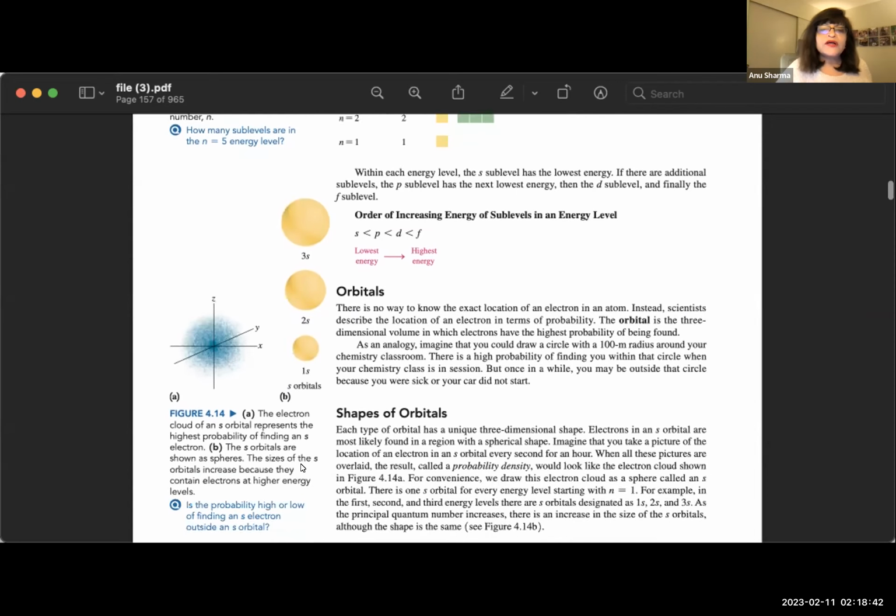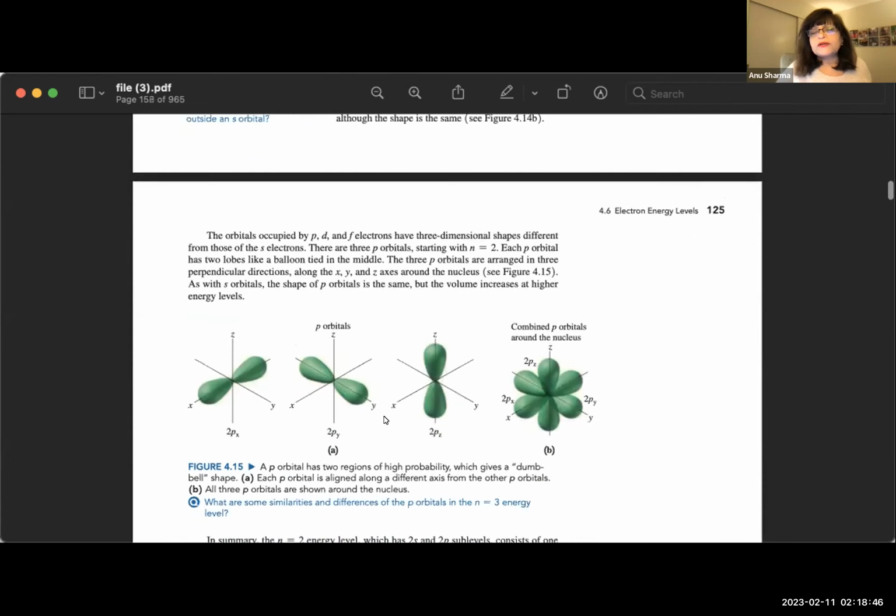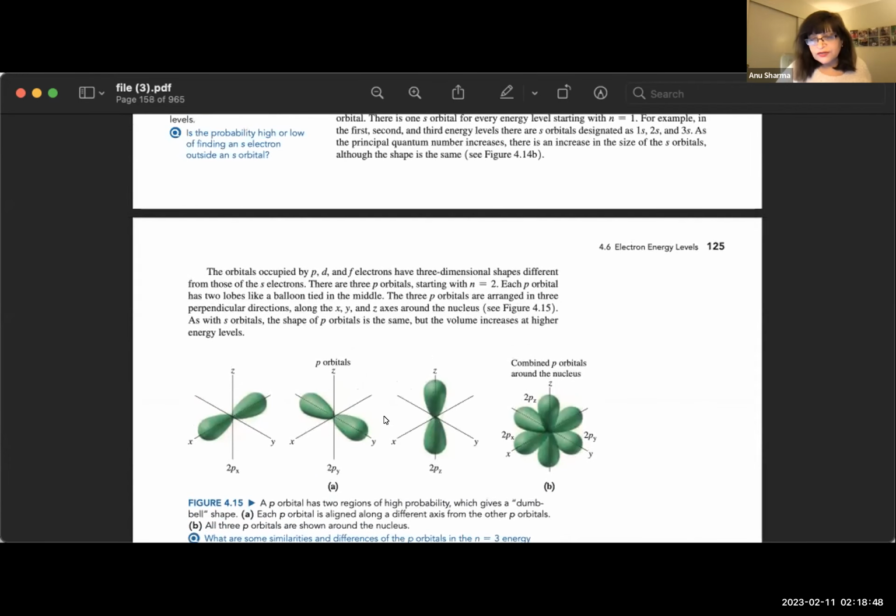Okay. Now, the shapes of the s orbitals are spherical, but p orbitals have more dimensions: length, width, and height. You see x is horizontal, the vertical is ideally y, and z is like diagonal. These are the length, width, and height. So in all three dimensions, you are going to find the electrons in the p orbitals.